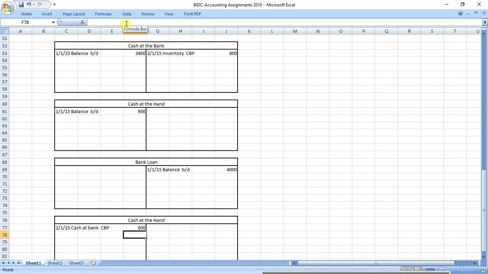Why? By check. So when you see by check, this is definitely going to come out of cash at the bank. No doubt about it. But when it's cash, there's a question mark, because is this cash at the bank or is it cash? So 800, you could have paid this from the cash at hand, possibly. But let's record. So cash at bank, definitely on the 4th of the 1st.